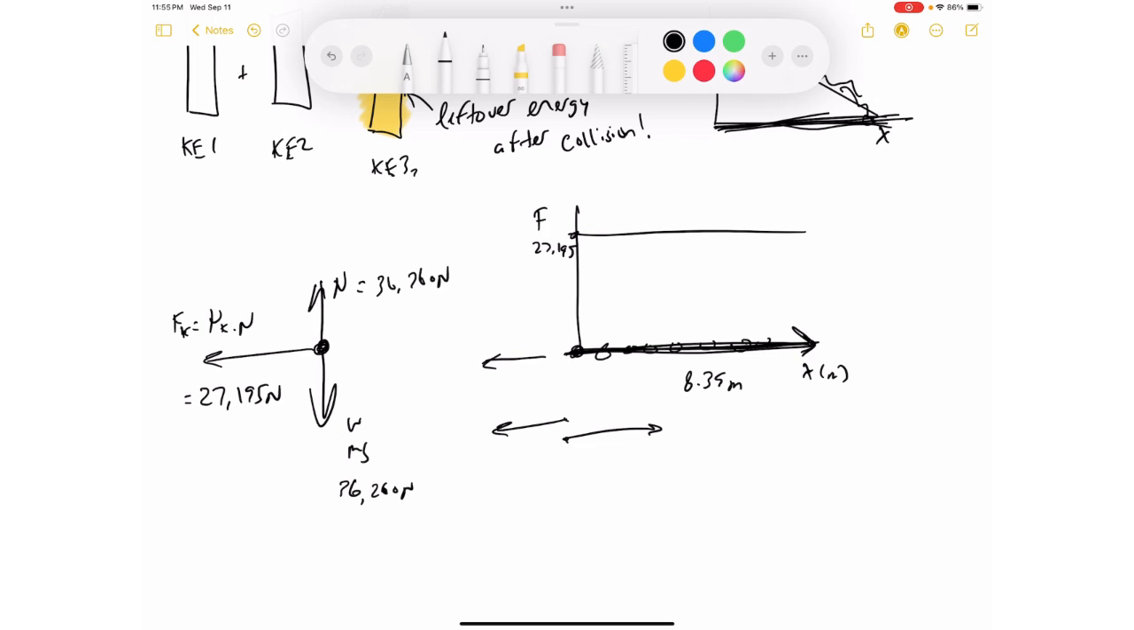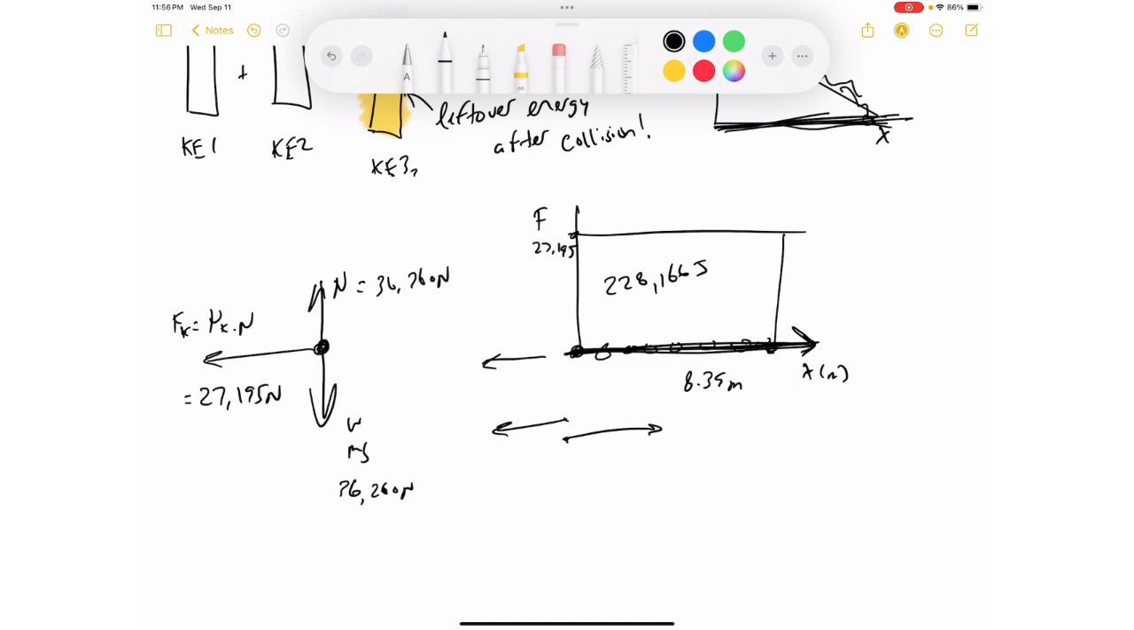And how far is the force going to be acting on this car? Well, 8.39 meters, which is right here. We'll call that 8.39 meters. So this is a rectangle, right? We can say 27,195 times 8.39, and that gives you 228,166 joules. So that's how much work friction did.